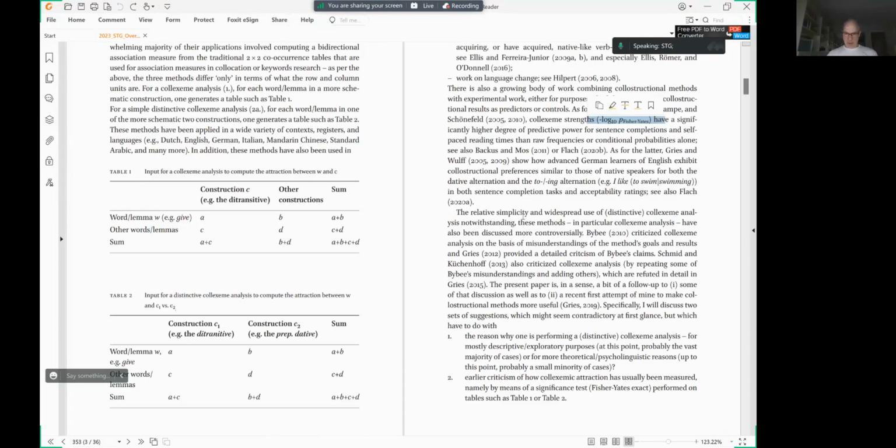There's a little bit of talk here about how the method has been criticized. Okay, but then it goes back to this present paper. So the present paper is a follow-up to some of these things, and I will discuss 2 sets of suggestions, like I said before. And the idea is, okay, they might seem contradictory at first glance, but the 2 suggestions have to do with the reason why one is performing an analysis, namely, again, descriptive or exploratory purposes or more theoretical or psycholinguistic purposes. And second, it has to do with addressing parts of criticism of how collexemic attraction has usually been measured.